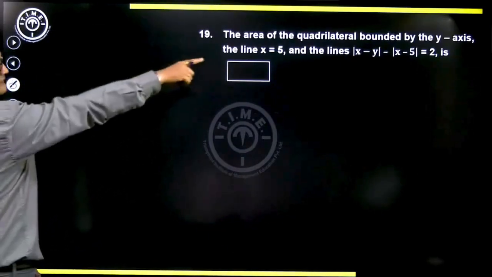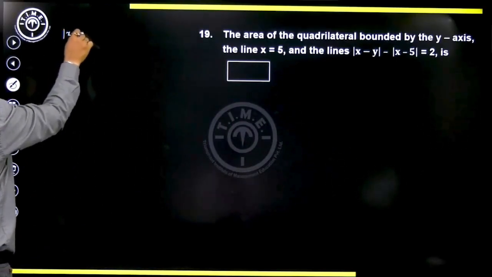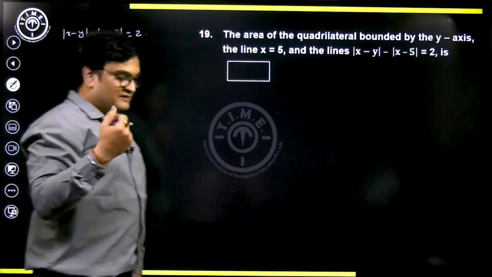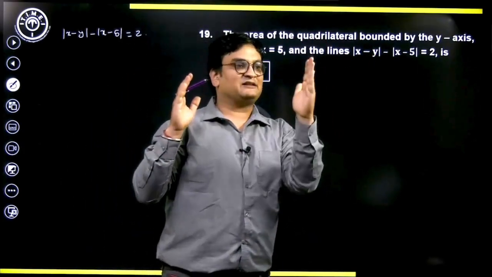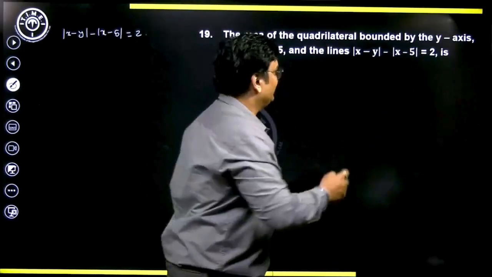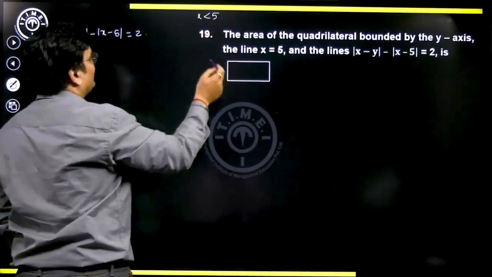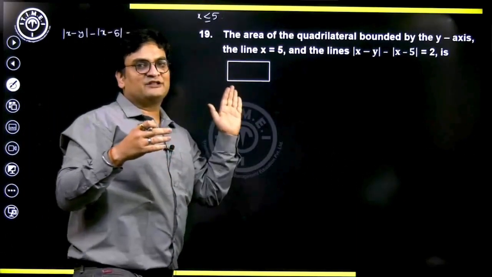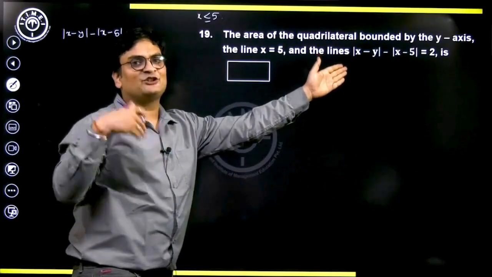let's try to deal with that mod equation, the lines that we have, mod of x minus 5 minus mod of x minus 5 equal to 2. Now please note, since we just now said that the graph, this line that we get, should lie between x equal to 0, the y-axis, and x equal to 5, since it lies to the left of x equal to 5, can I say x should be less than 5, or rather less than or equal to 5? Why? Because it is lying between x equal to 0, the y-axis, and x equal to 5. It cannot go to the right of x equal to 5. That means x cannot be greater than 5.